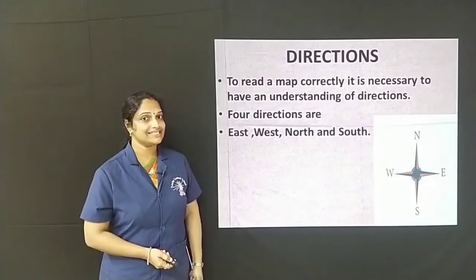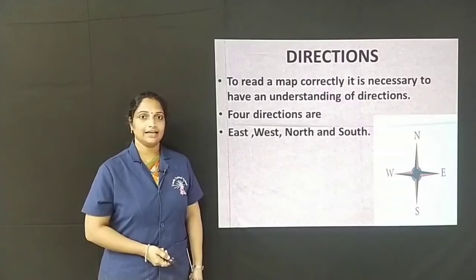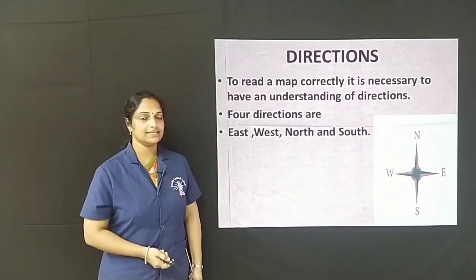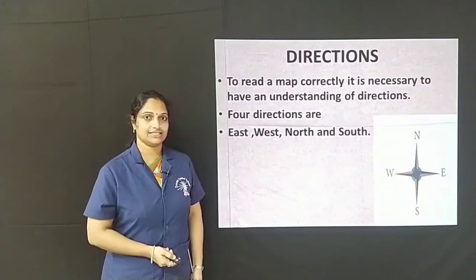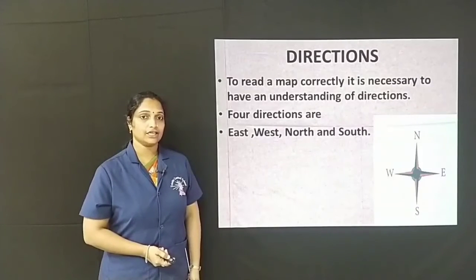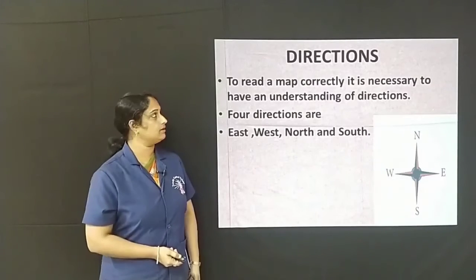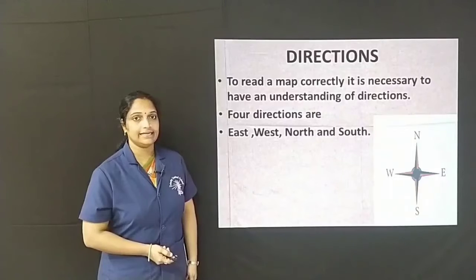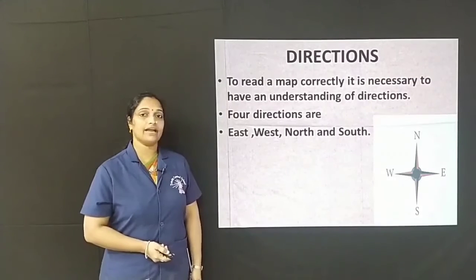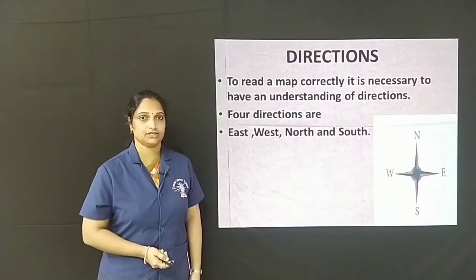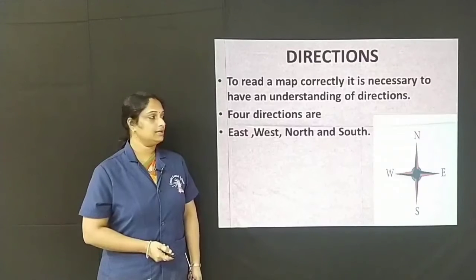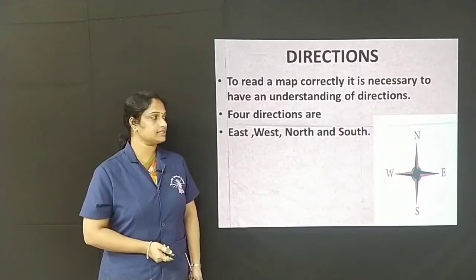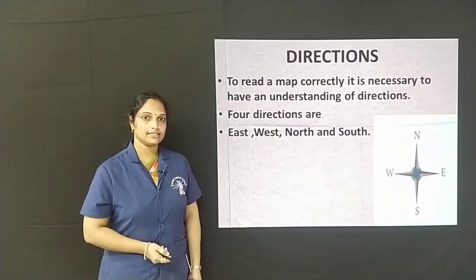Different features are seen on a map, like directions, symbols, signs, and colors. Now let us study about directions that are shown on maps. To read a map correctly, it is necessary to have an understanding of directions. So there are 4 directions. They are the east, the west, the north, and the south.